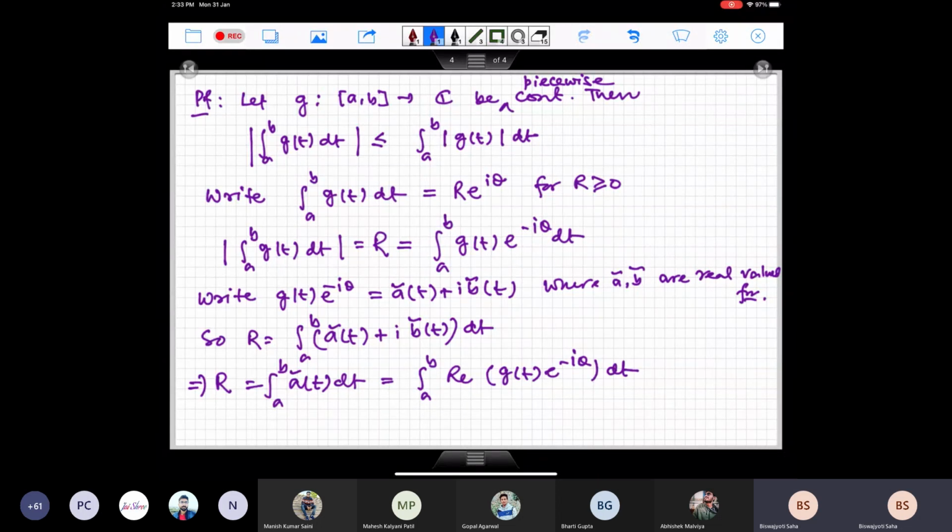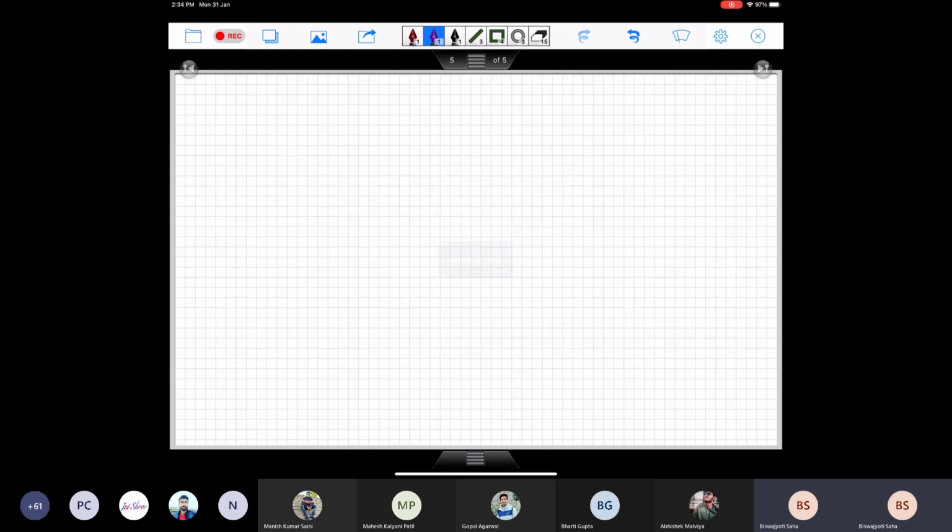Okay, so here let us observe one thing. First of all, you will agree that for any complex number z, the real part of z will be less than or equal to the mod of the real part of z, which will be less than or equal to mod z. Okay, so therefore what I can say here, you see now these are all real things. So what I can say is that r, which is that particular integral from a to b of the real part of g(t) e^{-iθ} dt.